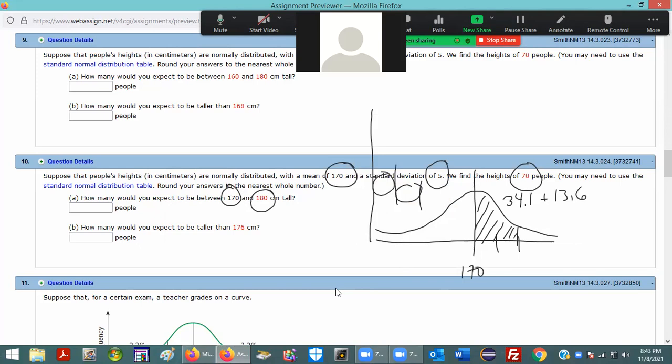So here, let me erase some of this. Got a bunch of circles everywhere.